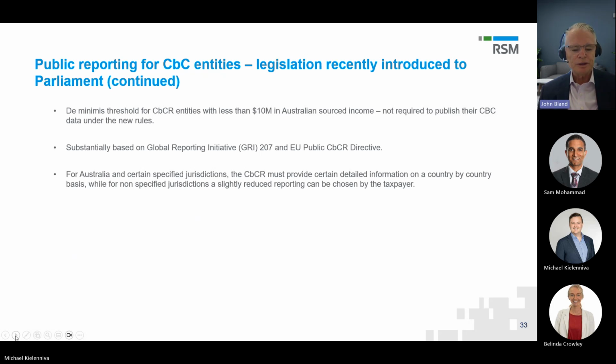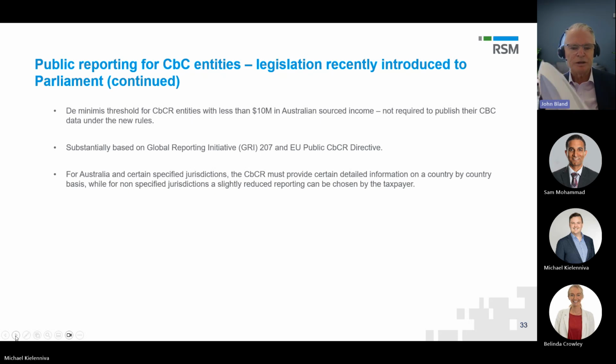The approach that's being adopted in Australia broadly follows the approach taken in the EU from 2022, and it's based on the Global Reporting Initiative, or the GRI 207. The way that it's going to work in Australia is that if you're in certain specified countries, typically low tax or other countries on the list that the ATO publishes, information about those arrangements needs to be reported on a country-by-country basis. However, where you're in the less concerning tax jurisdictions, there will be an ability to aggregate some of the public country-by-country reporting information.